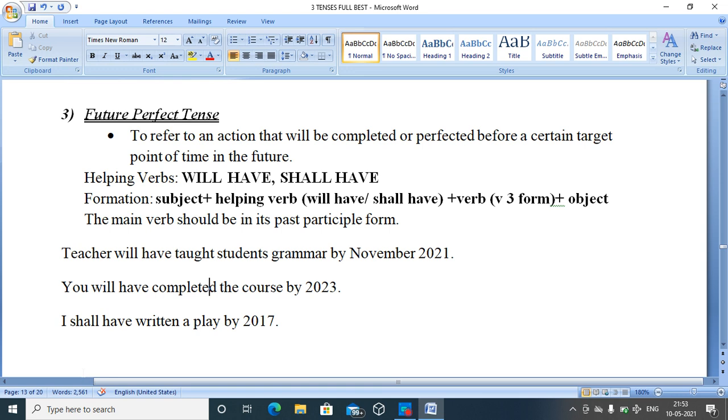Now, I shall have written a play by 2025. So I am talking about a target point of time in the future, about a possible action that I may perform. I shall have, write, wrote, written, V3 form. I, subject; helping verb, you opt for shall have; then the V3 form of write is written. Write, wrote, written: V1 write, V2 wrote, and V3 written. So we can take only the V3 form here. By 2025, another definite point of time in the future.